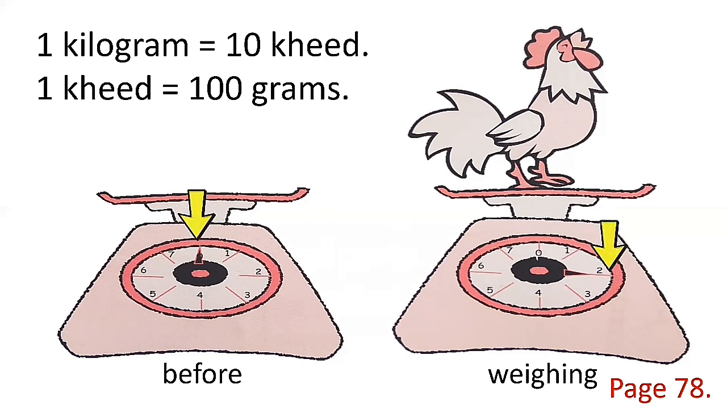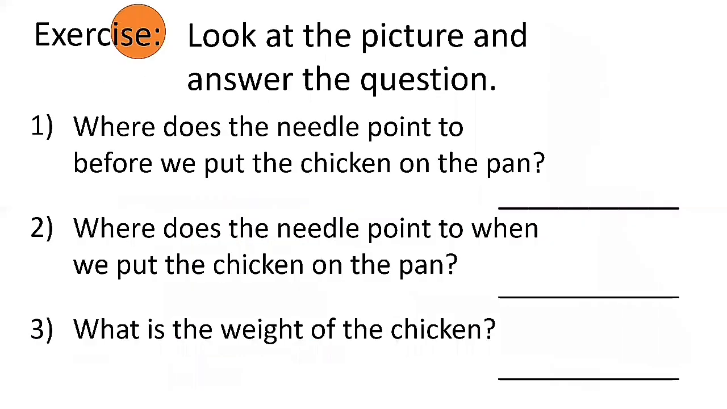Okay, look at the picture before. At first, we do not put the roaster on the scale, and the arrow is pointed to 0. But here, in another picture, when we put the roaster, the arrow is moving to, or pointed to, 2. Okay, next here.